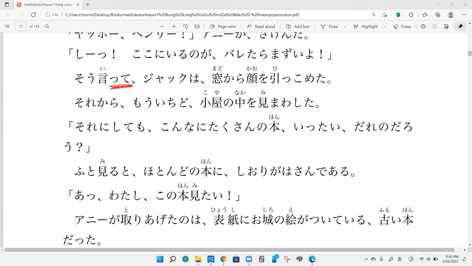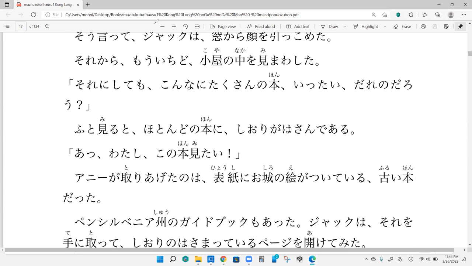The te doesn't have a super duper, like there's no cause and effect relationship here. It's just, he says this and he pulls his head back. It doesn't mean they're doing it at the same time, but it also doesn't mean there's a relationship between the actions necessarily.